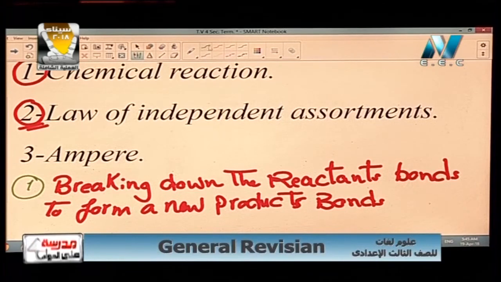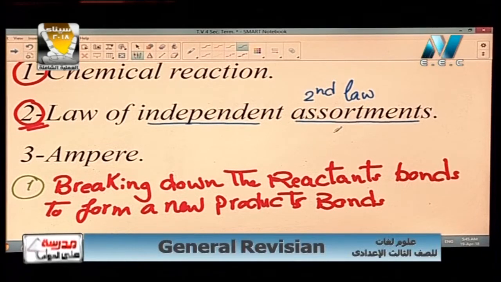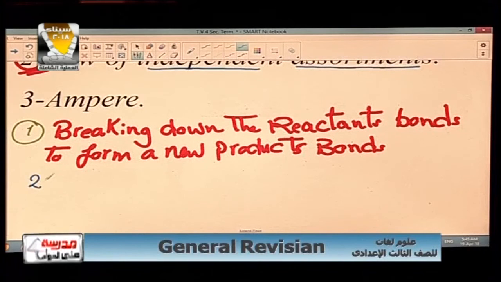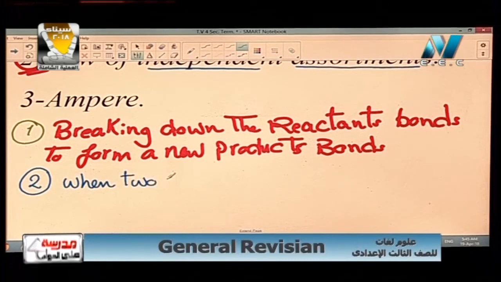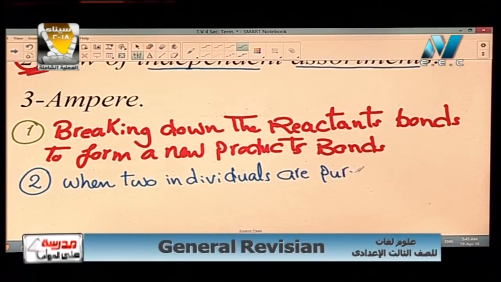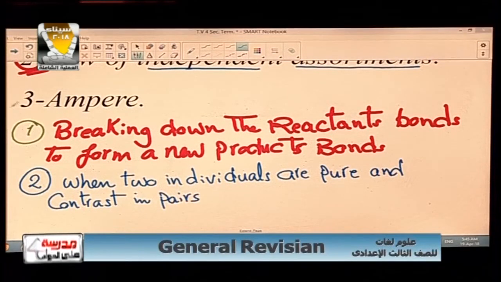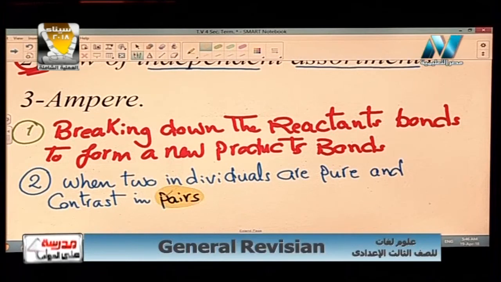Next question is what is meant by law of independent assortment. Here we talk about Mendel's second law. This law is called independent assortment. We can answer this question: the second law of Mendel is when two individuals are pure and contrasting in pairs of traits. Be careful about pairs.